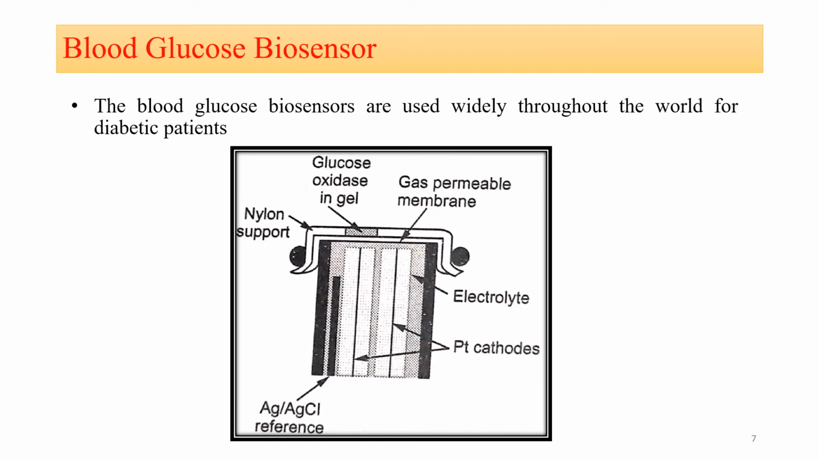Now let's see one application of the biosensor, that is the blood glucose biosensor. Blood glucose biosensors are used widely throughout the world for diabetic patients. In blood glucose biosensors, the enzyme glucose oxidase catalyzes the oxidation of D-glucose according to the following reaction: D-glucose plus O2 gives H2O2 plus D-gluconic acid.